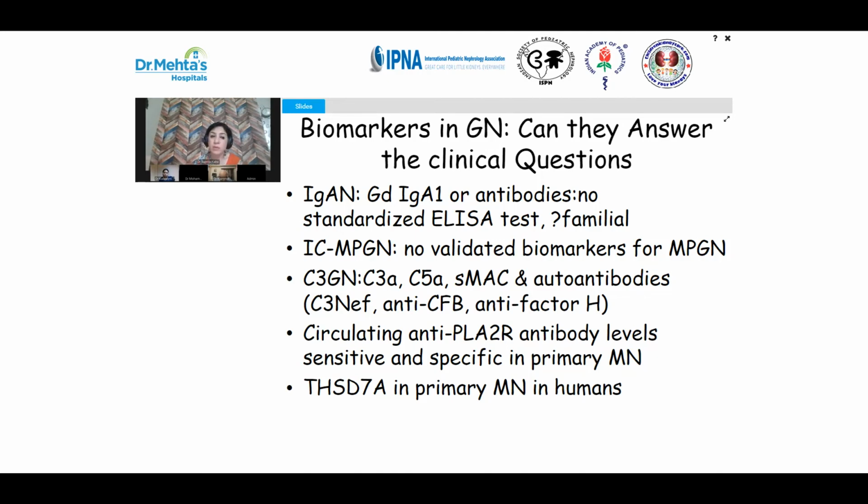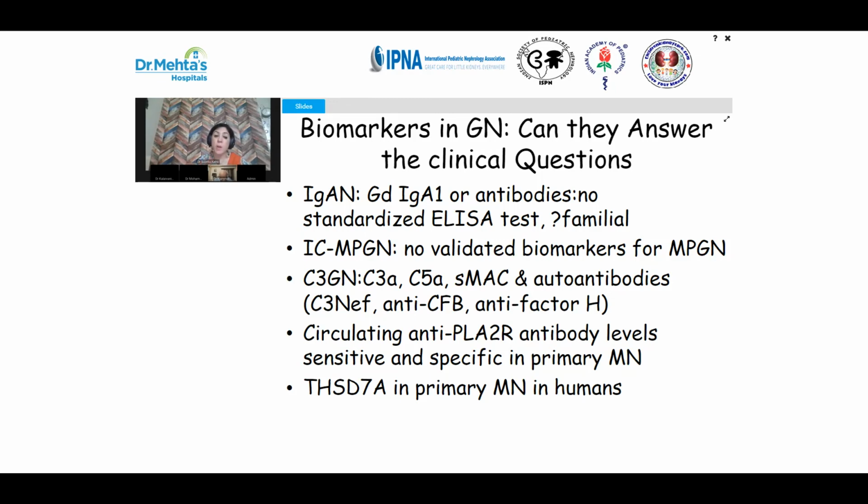By good, I would say that they are sensitive, but are they specific? Are they validated? We really do not know. Galactose deficient IgA1 or antibodies to it have been seen in more than 80% of patients with IgA nephropathy, but there is no standardized ELISA testing for them. And it has been found that at least 40% of relatives of patients with IgA nephropathy also test positive for galactose deficient IgA1. So it may not be really a good biomarker for identifying the patients who require treatment.